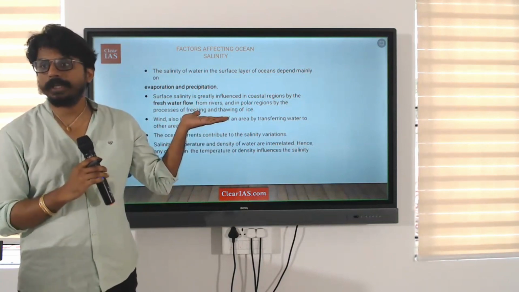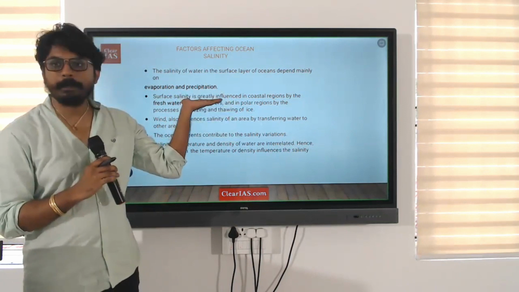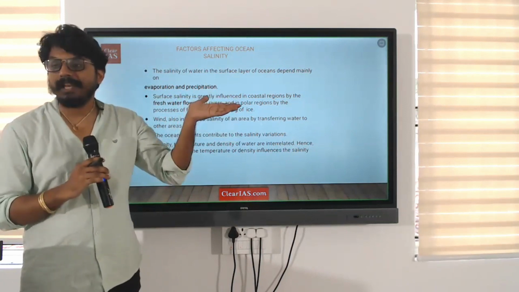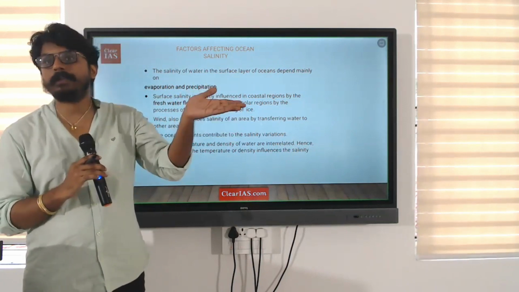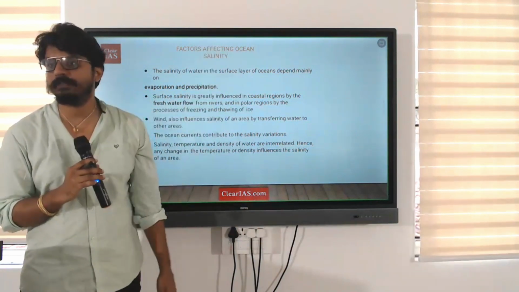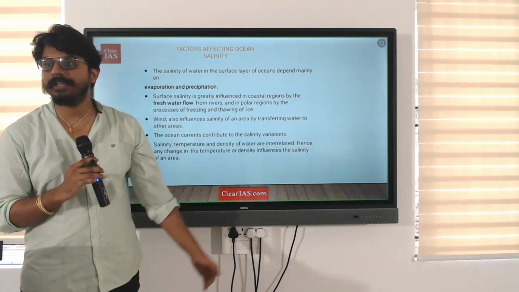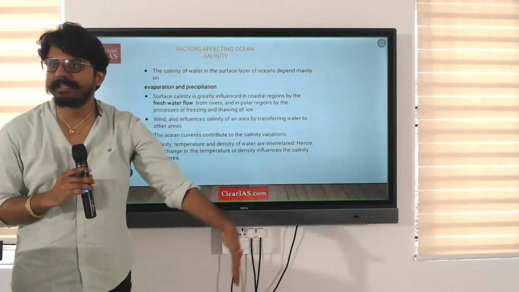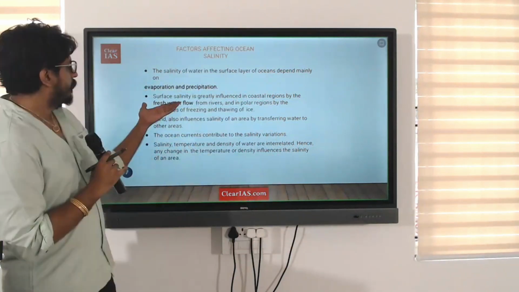So in the equatorial area, the precipitation is more, so the salinity is a little bit less compared to the oceans at 30 degrees, where the evaporation is more and there is no rainfall. Because at 30 degrees, air is always descending downwards, right?